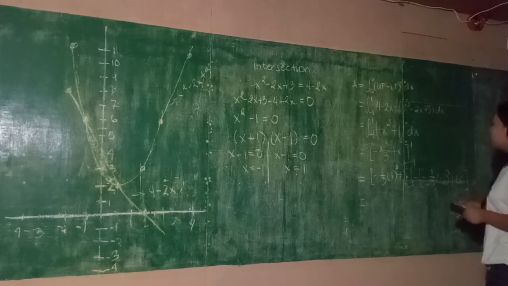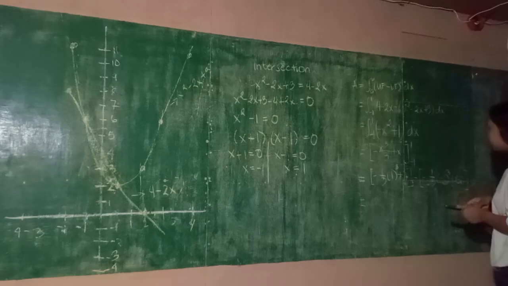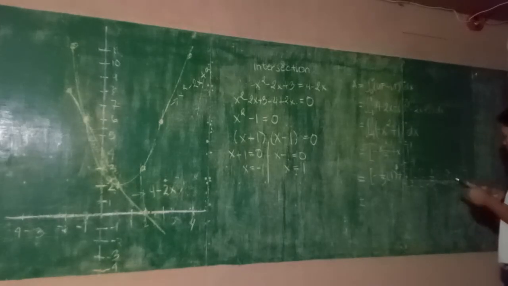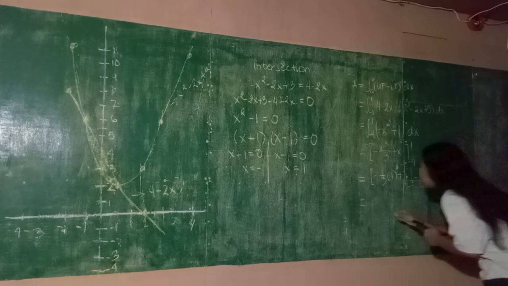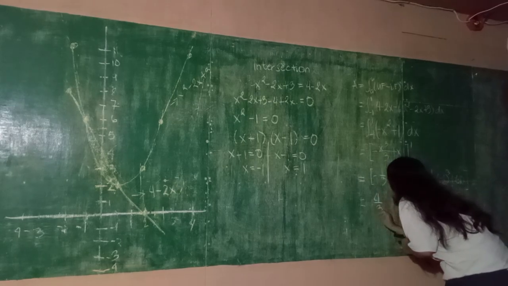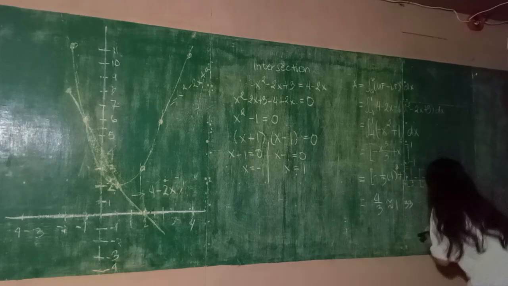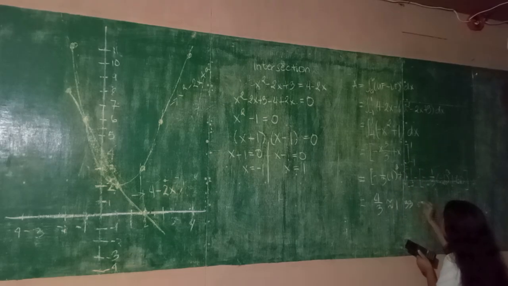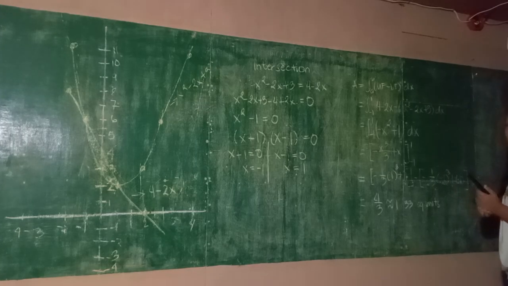And now we're going to simplify negative 1/3 times 1 cubed plus 1 minus negative 1/3 times negative 1 cubed plus negative 1 is 4 over 3, which is approximately 1.33 square units. And therefore, the region bounded by the two functions is 1.33 square units.